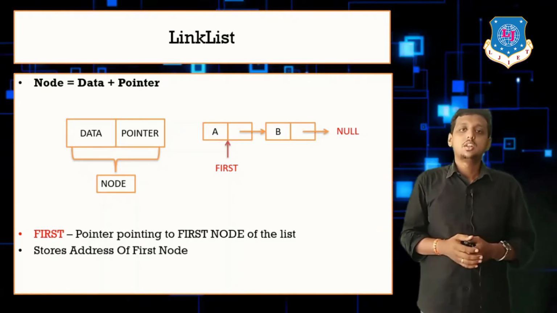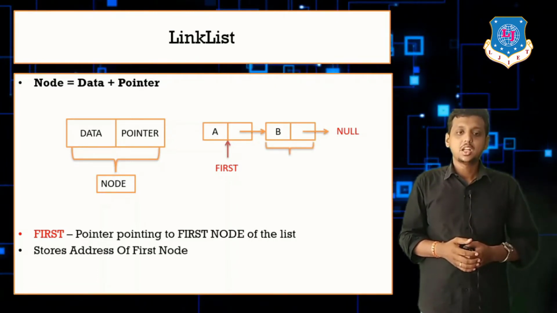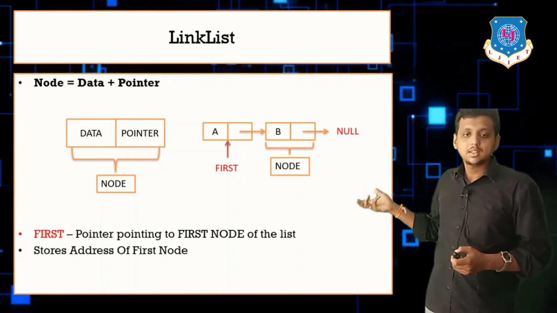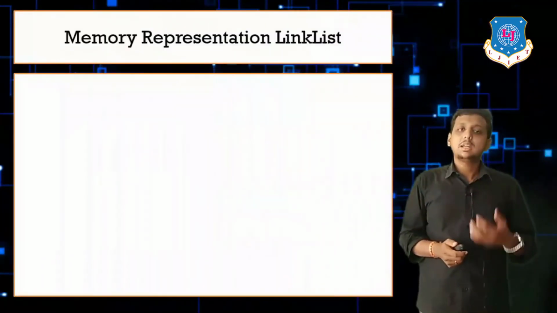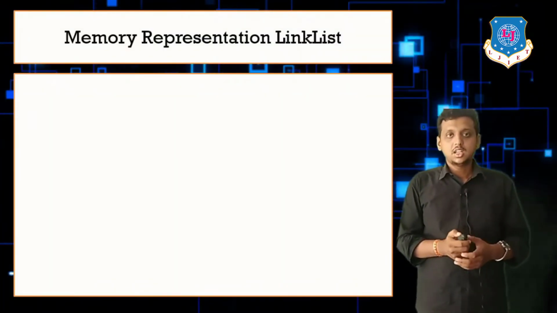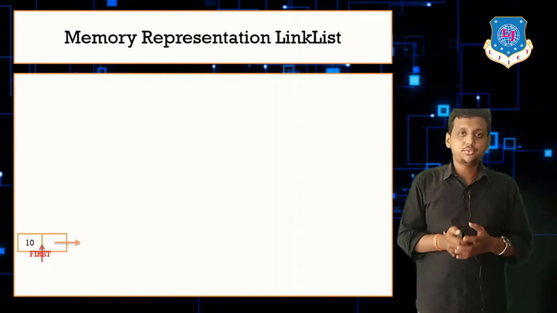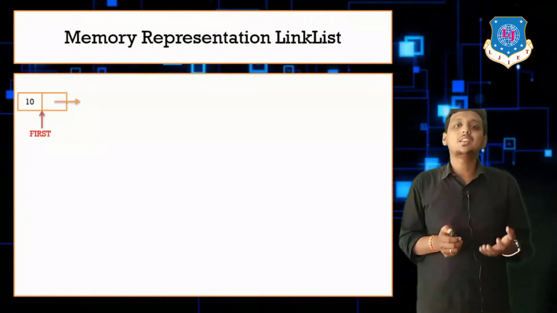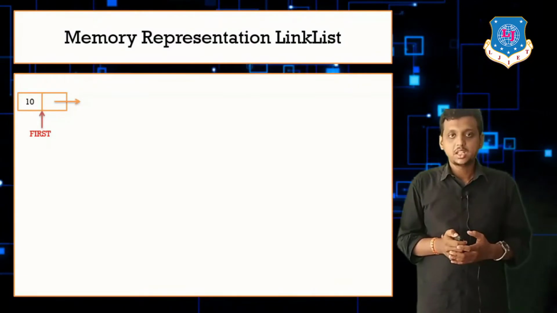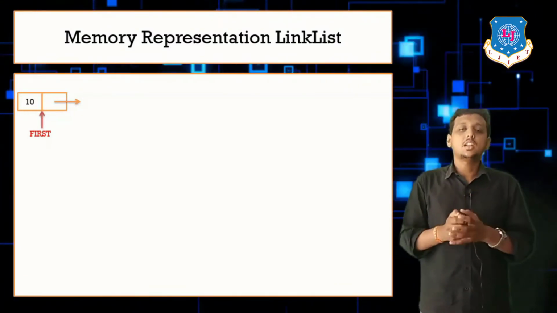Fine. Now, let's move further. So, what does it mean? B is a node. Fine. Now, next, students, memory representation of linked list. This is very important theory for you, that how the linked list is stored in memory. So let me take a singly linked list for you all.